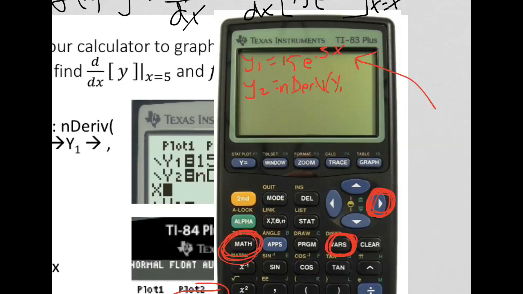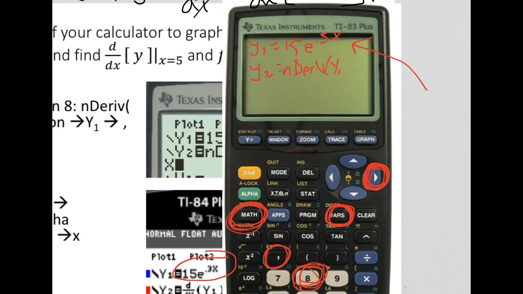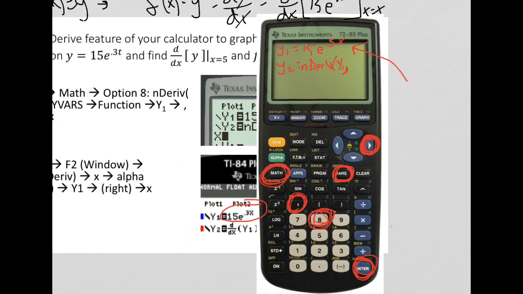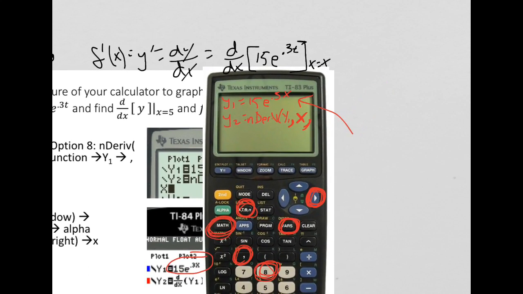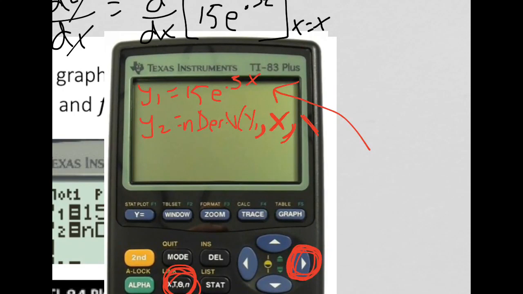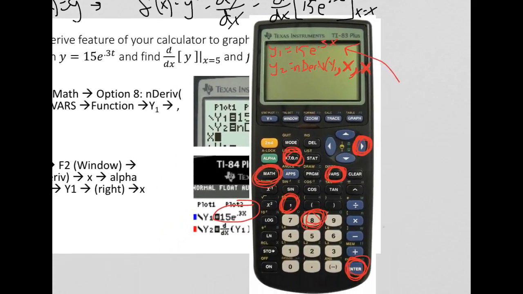Then you need to put a comma, which is right there, and then you need to tell it to take the derivative with respect to x. So it'll print an x right there. And then finally, after putting another comma, you need to put another x to tell it to do this for all x values. So this is saying take the derivative of the function in y1 with respect to x at every single x value. Do that, hit enter, and it will graph the derivative on the screen. I'll show you that in a moment.